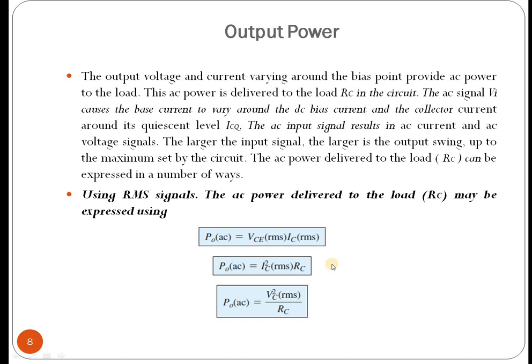You can write the equation in another way: PO AC equals IC squared times RC, because VCE equals IC times RC. And finally we can also write it another way: PO AC equals VCE RMS squared divided by RC. So in these three ways we can write the equations. Whenever we need the equations, we can modify them like this.